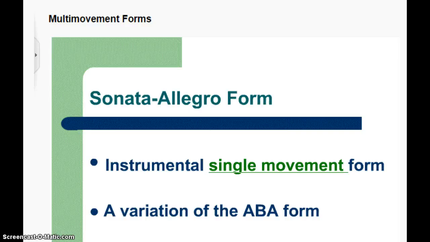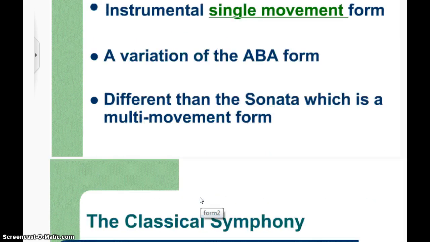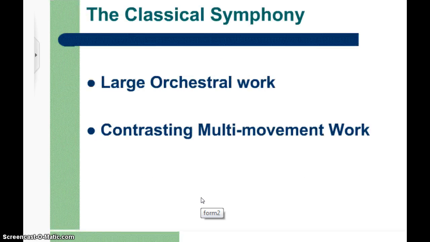Instrumental music flourished in the classical period. We had a lot of new forms, and one of them is called the Sonata-Allegro Form. And it's something that's a little complicated, so before we get into that, we're going to look at what some of the new forms were. The first of all is the classical symphony. The symphony was very popular, and we still use it today.